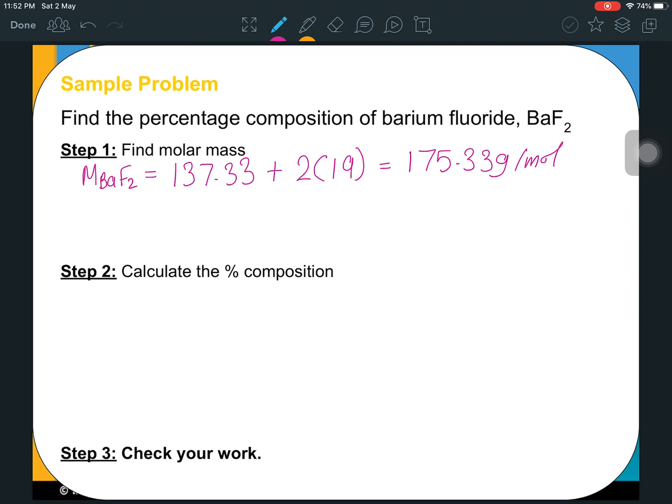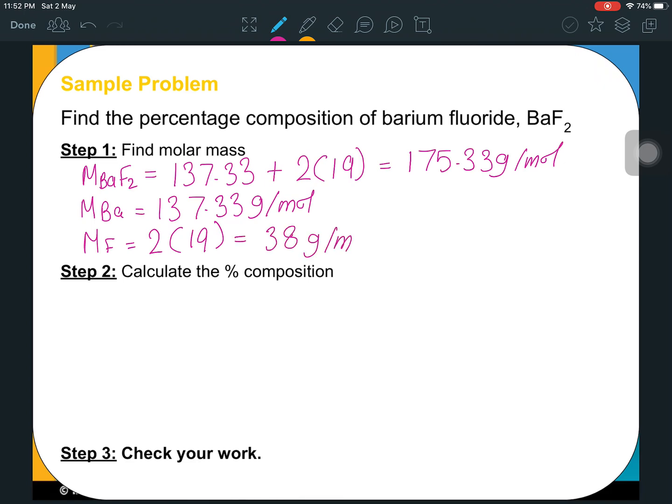So now let's find my molar mass of barium. This is simple because there's only one barium. All we need to do is take it right out of the periodic table. No need to multiply it by anything. And then fluorine. Oops. For this one, we will need to multiply the fluorine by 2 because there are 2 fluorine atoms, so we have to account for that in our question. So 2 times 19 is equal to about 38 grams per mole.